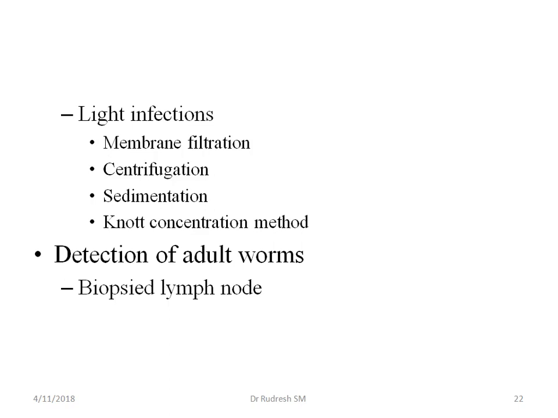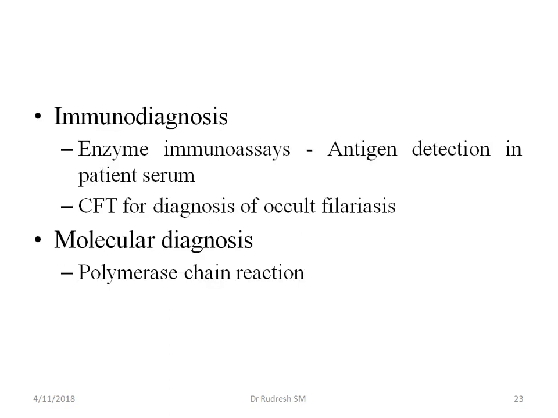In the Knott concentration method, we add 2 ml of blood to 10 ml of 2% formaldehyde and allow it to settle for around 20 to 30 minutes, and then the sediment is examined for the worms. Also, we can detect the adult worms by doing a biopsy of the lymph nodes.